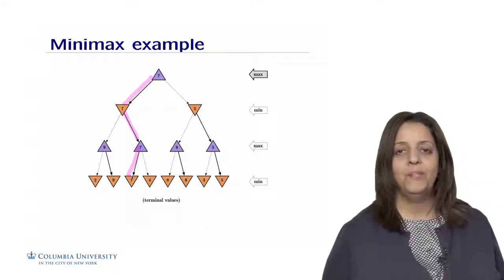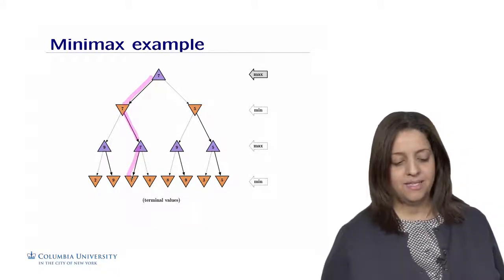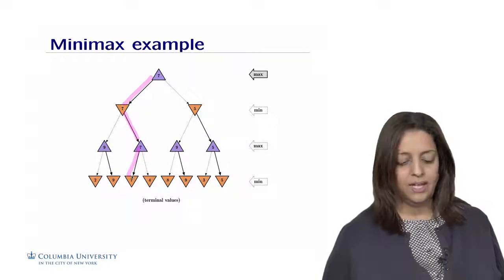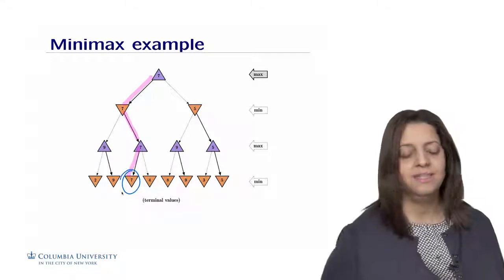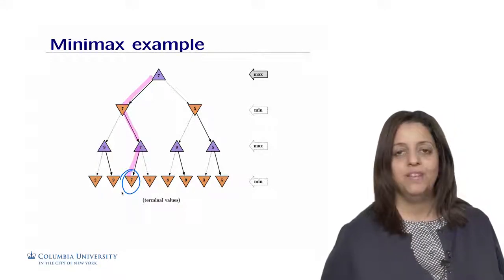When both of them play optimally, this is the best choice for Max to get maximum utility. And the child with the maximum utility, in this case, is this child with the value 7.